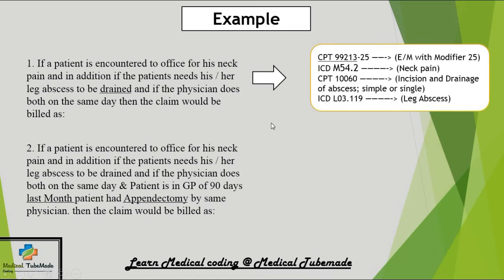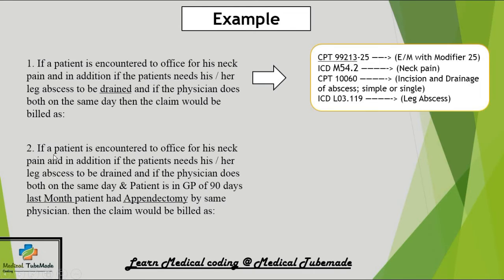So the answer will be, see here, CPT 99213 we need to bill because it's an office visit. Here you can also find the description, ENM with modifier 25. Why is it 25? Because on the same day 10060 incision and drainage was performed. If you check 10060, this is a 10 days global period procedure. It's a minor procedure, that's why we need to add modifier 25 with the ENM code. And then the ICD will be M54.2, this is for neck pain, and one more ICD needs to be billed for the leg abscess. So this is just the coding for this scenario. There is no global period issue in this scenario. That's why we are not adding 24 or any other modifier with this. We are just adding the 25 modifier. Why? It is a minor procedure, 10 days global period. So we need to add modifier 25 with the ENM code.